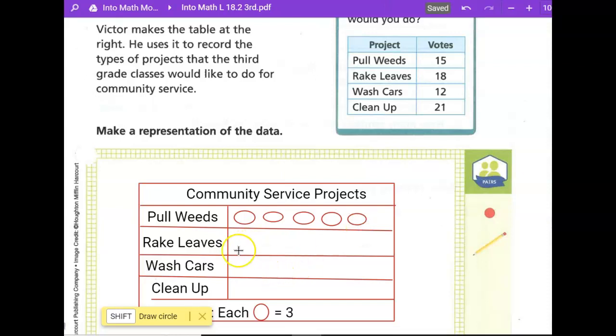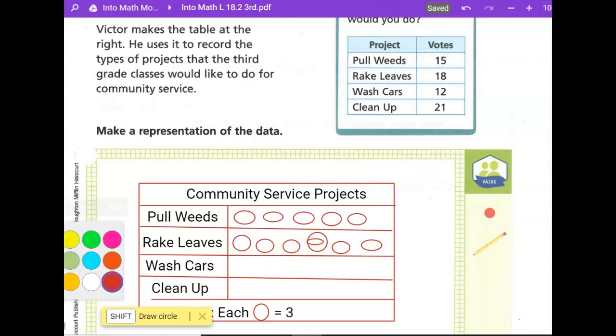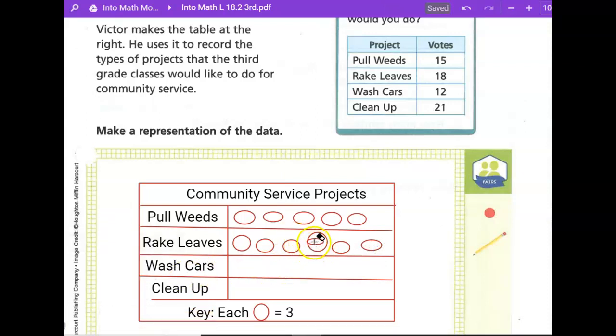Then rake leaves with 18. Well, if 5 was 15, 3 more would be 18. So in this one, we need 6 circles. Hope I didn't make my circles too big. Whoops. I'll try that one again. There are 6. I'm going to try and erase that one inside there.